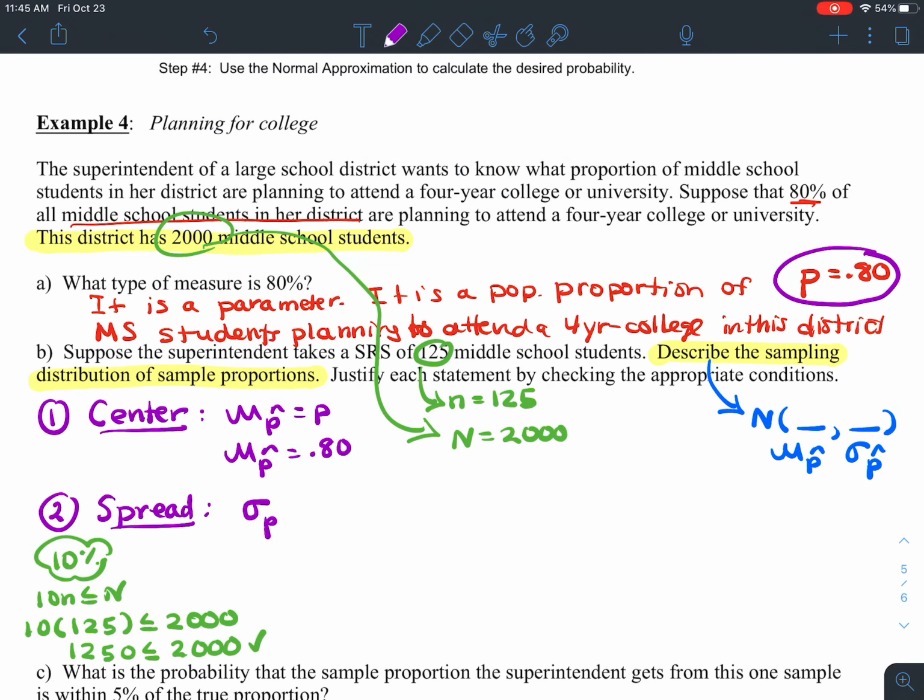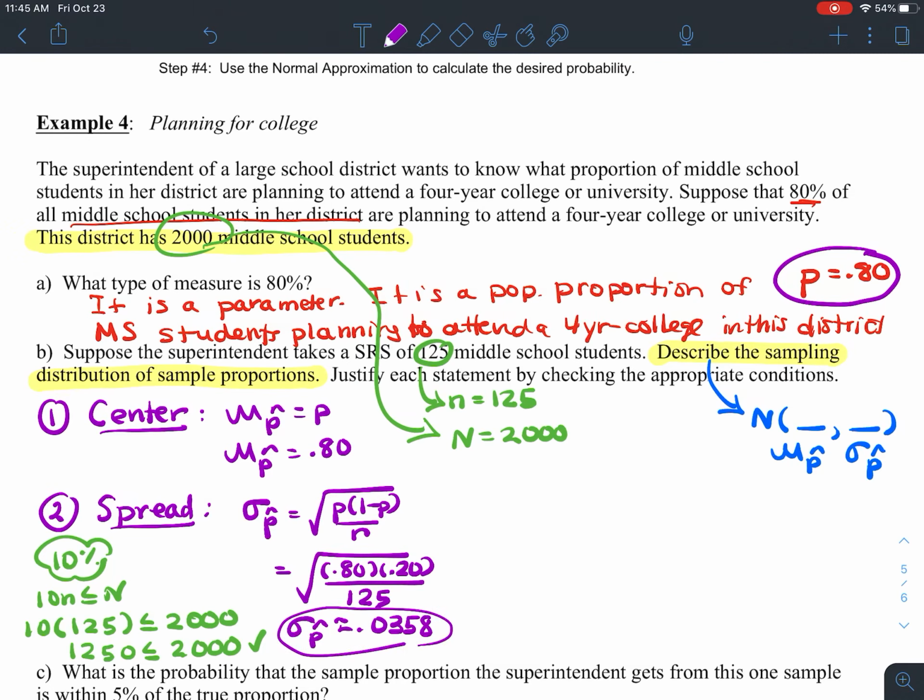I can check off that I've met that condition, so I'm going to go ahead and move forward with my formula. Again, this would be a formula that you could certainly look up on the formula sheet. Okay, so no need to memorize it, but you at least need to know that you have to use this formula. Okay, we would plug in 0.80 for the P, 0.20 for the 1 minus P, and this gives us the spread to be 0.0358.